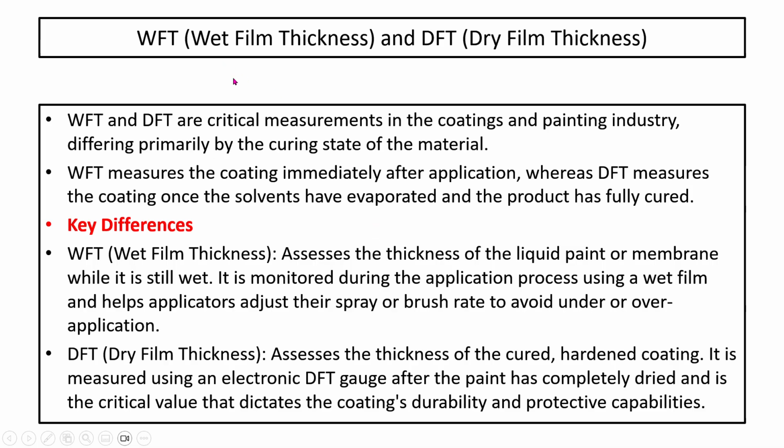There are two types of film thickness we are measuring in the industry. One is called wet film thickness measurement, another is dry film thickness measurement. What is the purpose? Wet film thickness and dry film thickness, WFT and DFT, are the critical measurements in the coating and painting industry, differing primarily by the curing state of the material. Which state the material is in, means which state the paint is at present, and we are measuring. One is wet film thickness, another is dry film thickness.